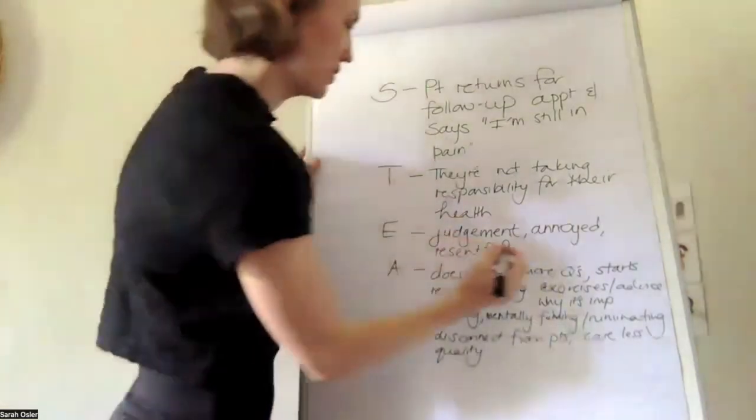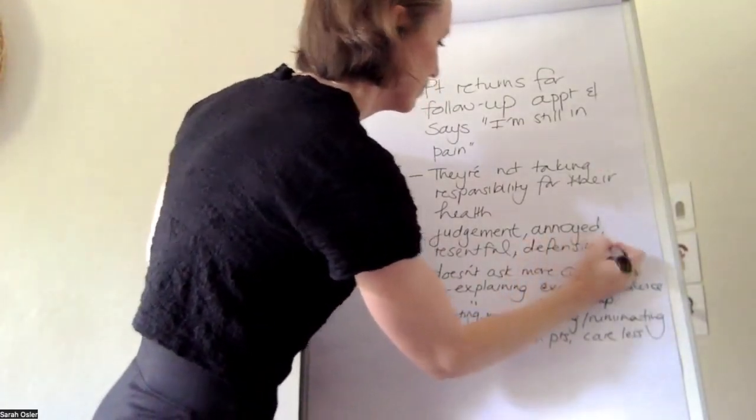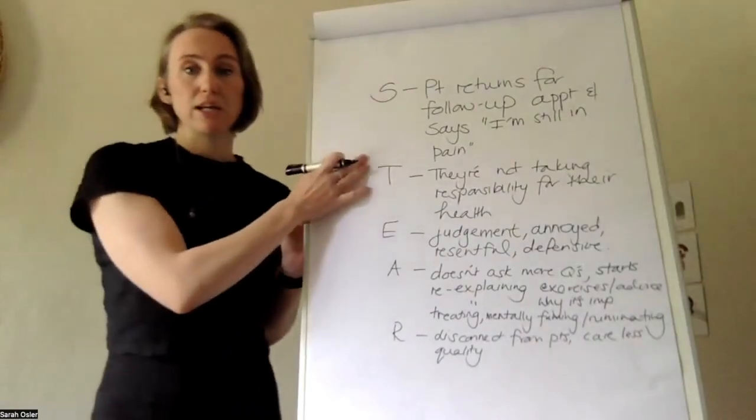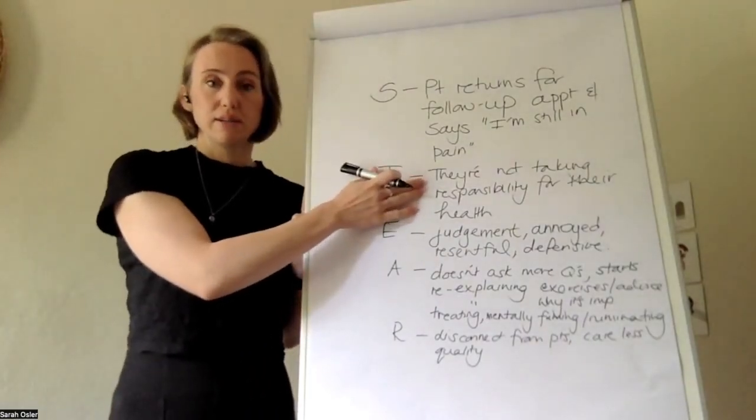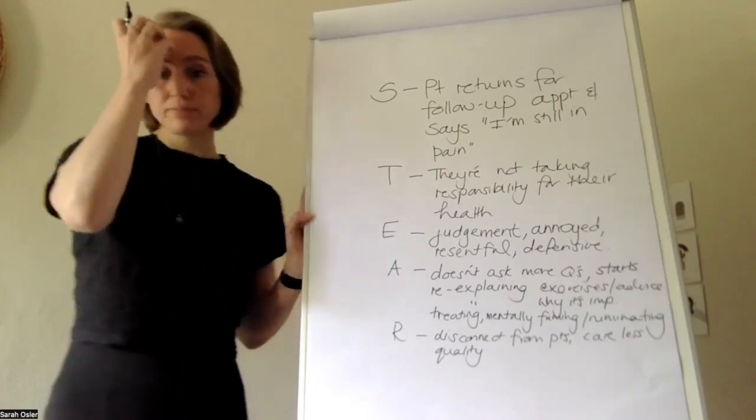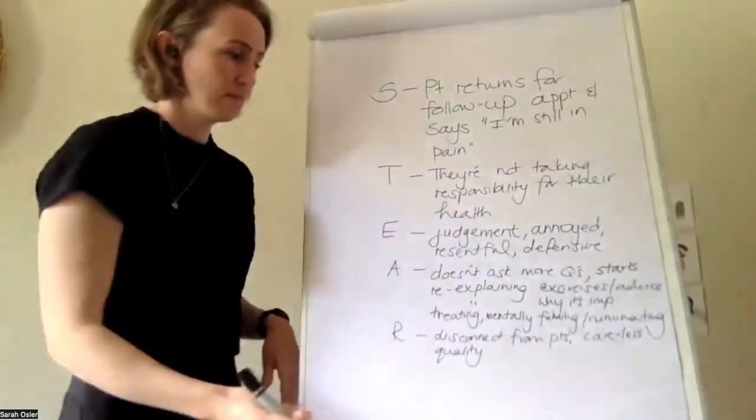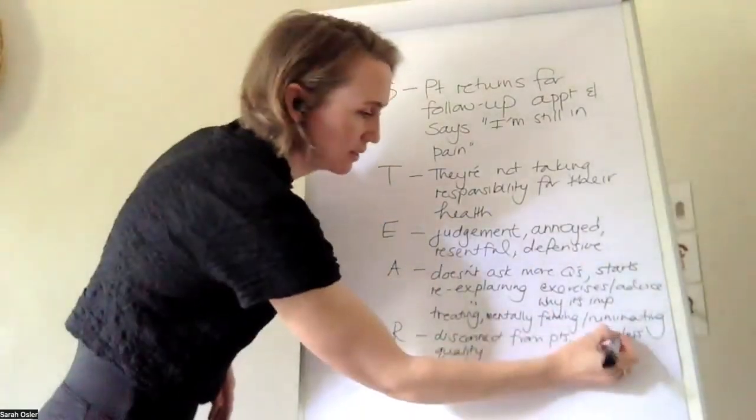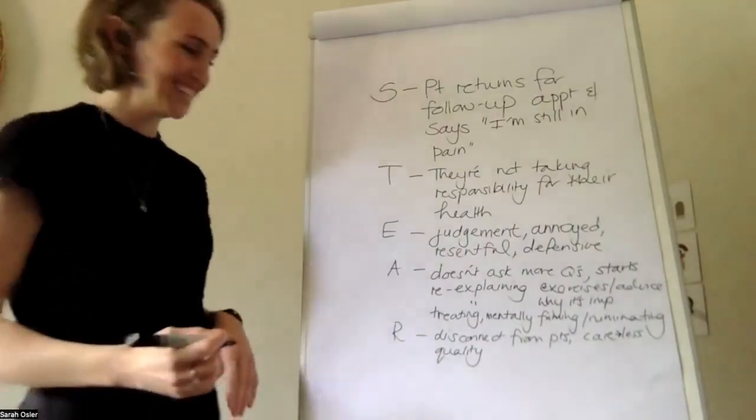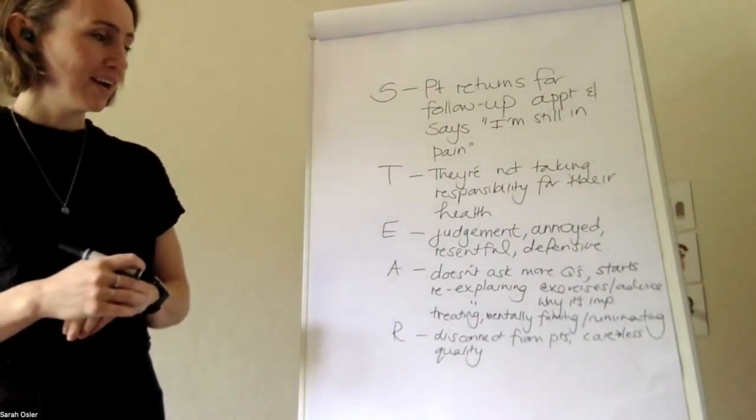Maybe that's a good one to add here: defensive. She got defensive because she thought that they are blaming her for this and they're not taking responsibility for it. So less care, less quality. Not careless policy, careless. The care has less quality. What else?